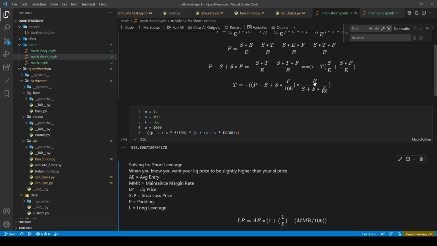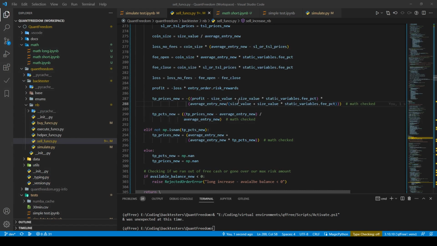Yeah, it ends up, this just looks disgusting. But I think putting it in the code also looks disgusting. So it doesn't matter, it works. So the TP percent is your average entry new minus this divided by average entry.